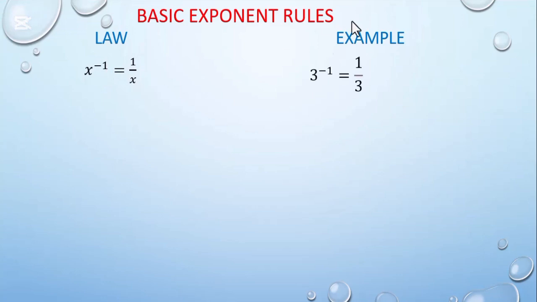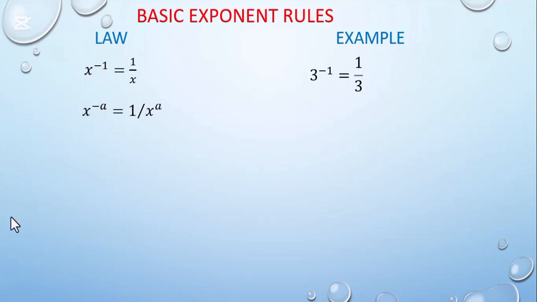Now the example is what? 3 to the power of minus 1, which is what? 1 over 3. Also, if for instance it was 3 to the power of minus 2, then it should be 1 over, as a result of this negative, 3 to the power of what? 2. However, this is 1, that is why I have 3 to the power of 1.